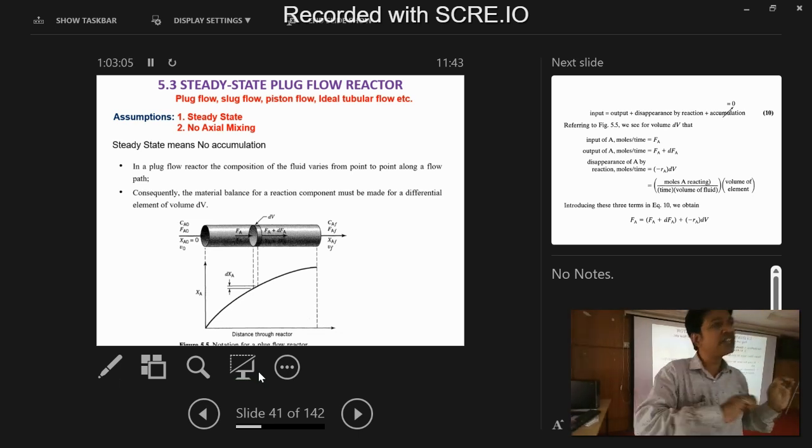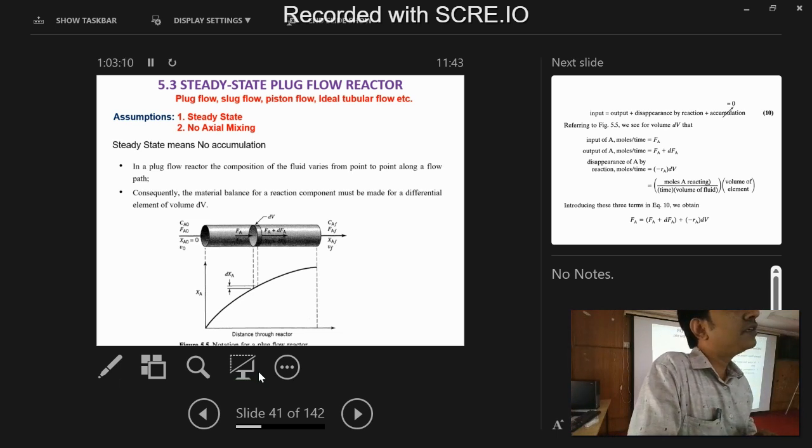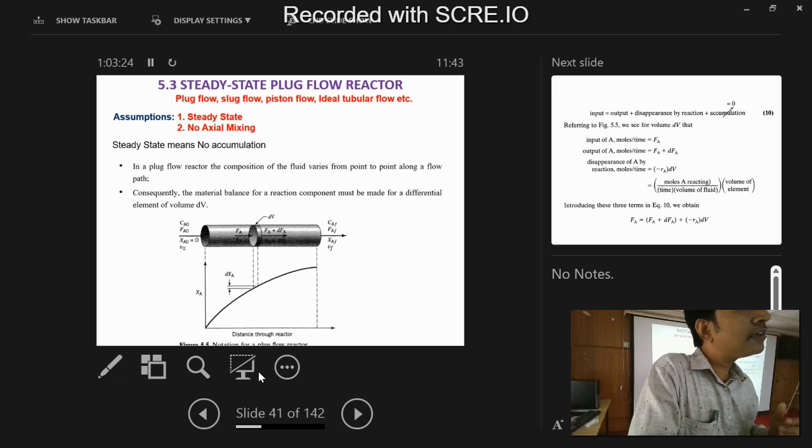This question has been asked several times in most of the interviews and no one is able to answer it. In the derivation of the plug flow, why have you chosen the differential element volume? Why have you not chosen it for the CSTR? What is the answer?